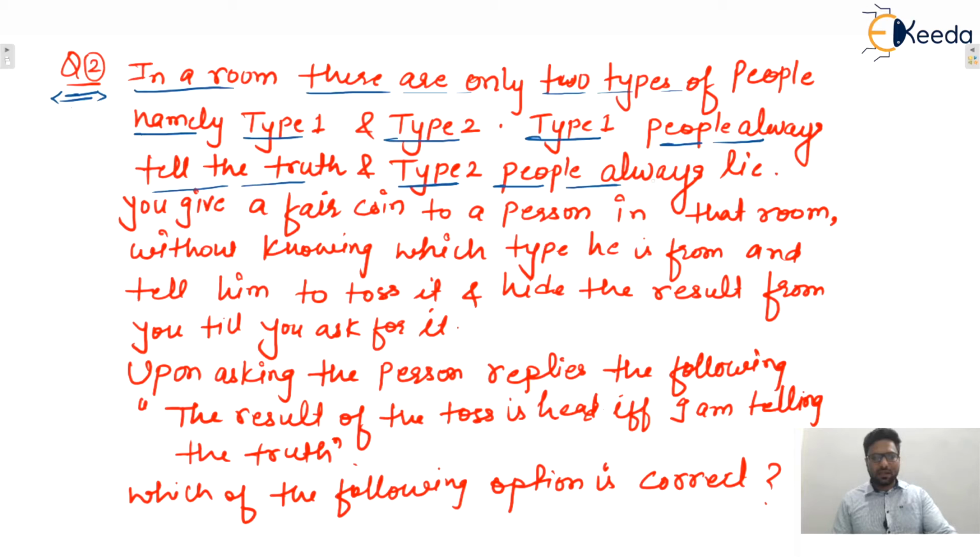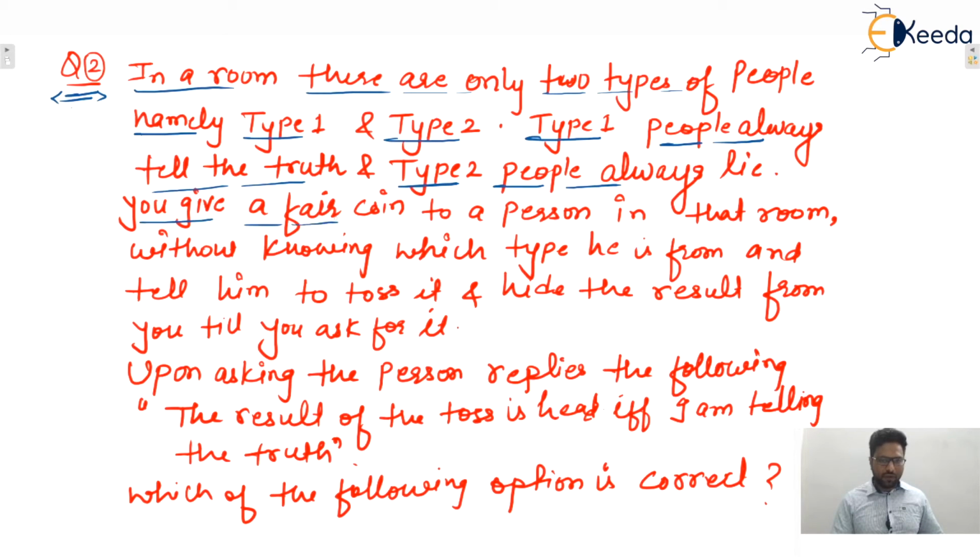So we can say that in a room there are only two types of people, namely type 1 and type 2. Type 1 people always tell the truth, and type 2 people always lie. Truth means it can be either true or false, but it must be the truth only, isn't it? Okay. Next one. What is the next statement?